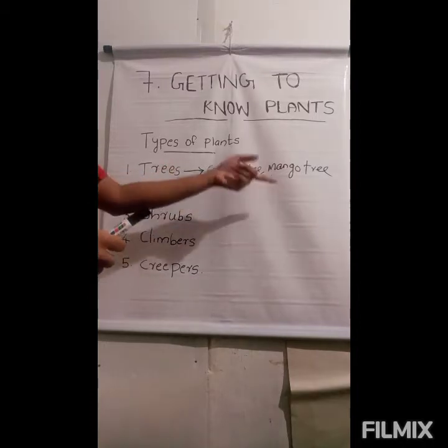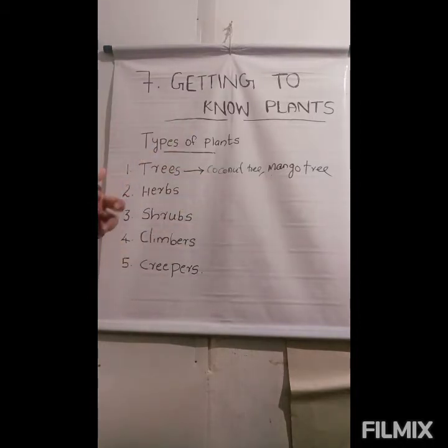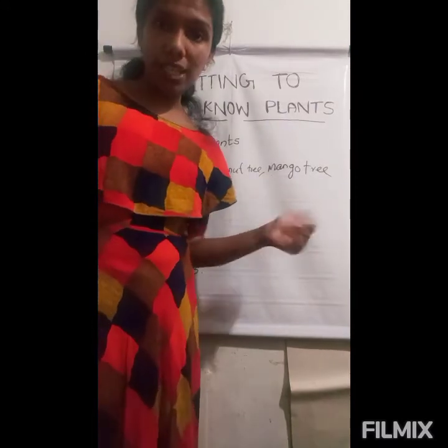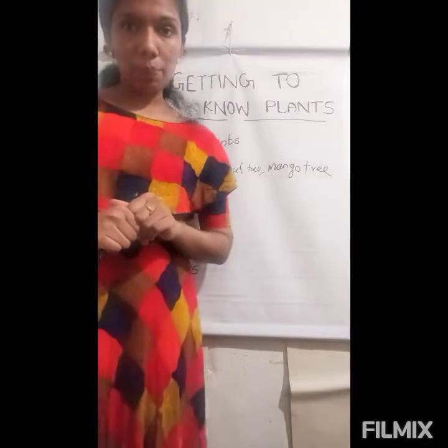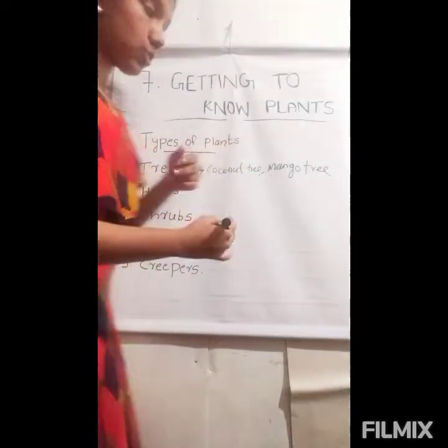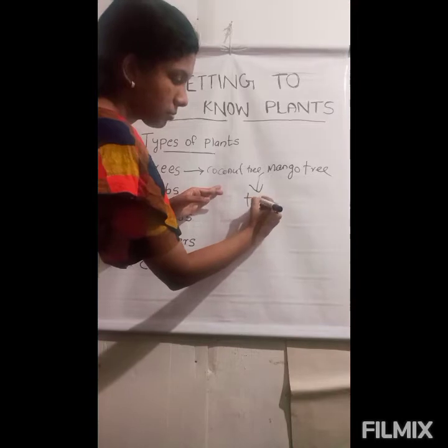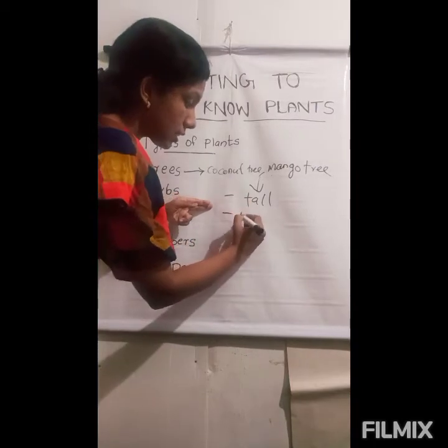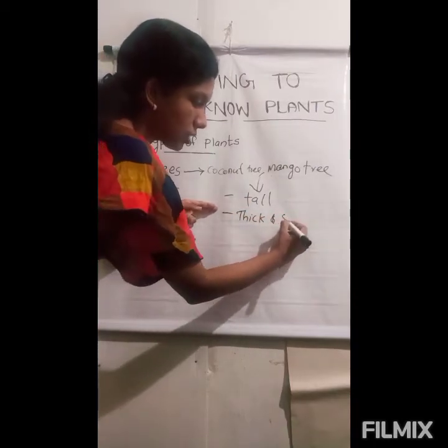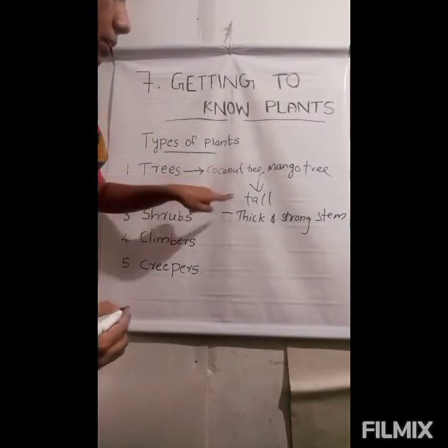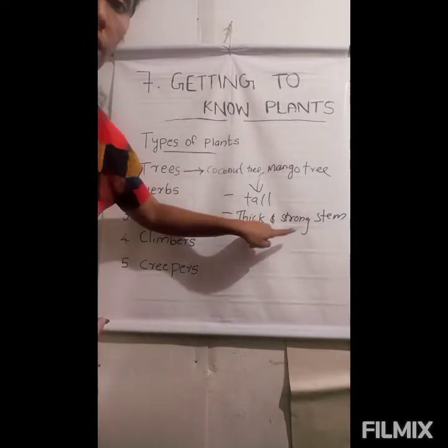So there are various types of trees that we have been observing in our surroundings. Can you say what will be the peculiarity of these trees? Yes, these trees will be very tall, and they will have a very thick and strong stem. So these trees will be tall and will have a thick and strong stem.